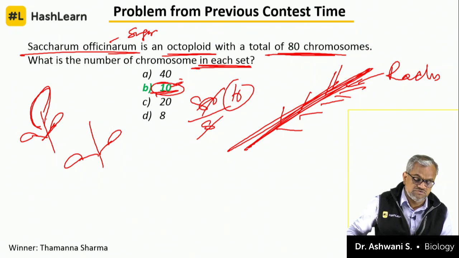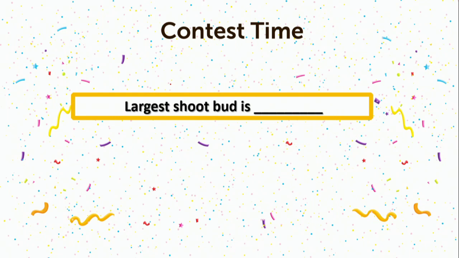I hope all of you will answer me. And for this you have only 15 seconds. Largest shoot bud is... If I get the answer, I'll be the happiest person. Largest shoot bud is... I'm waiting for your answers. Ten, 9, 8, 7, 6, 5, 4, 3, 2, 1.